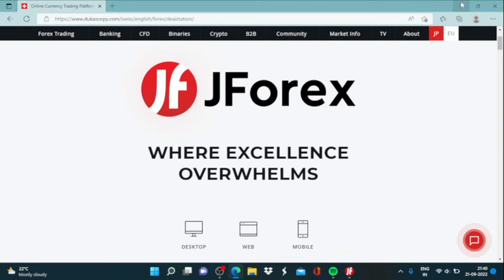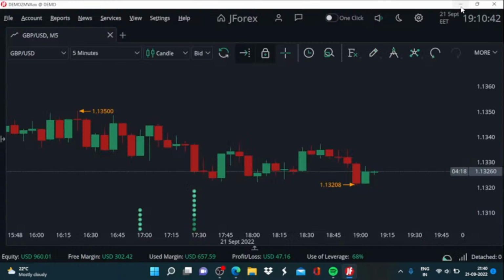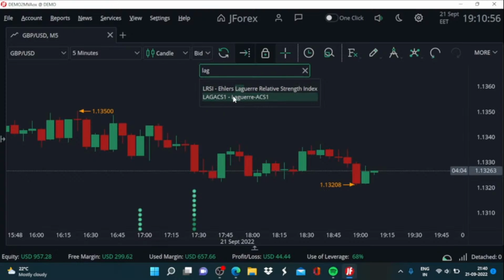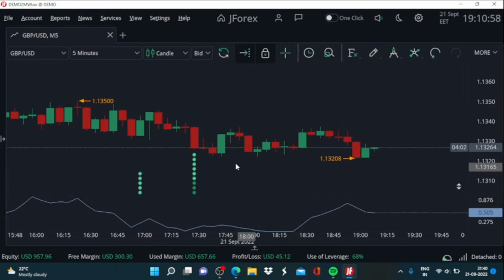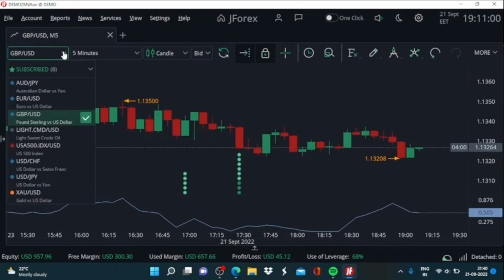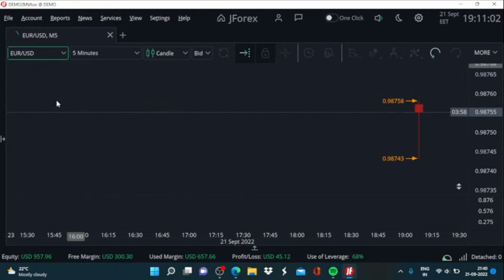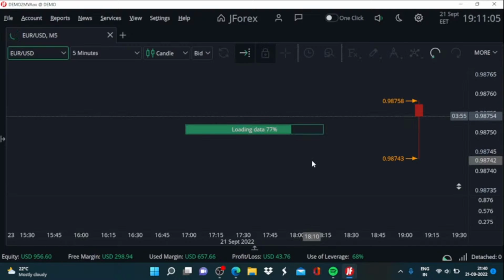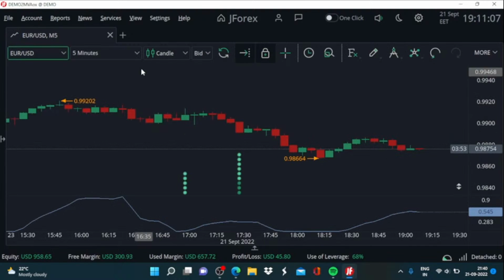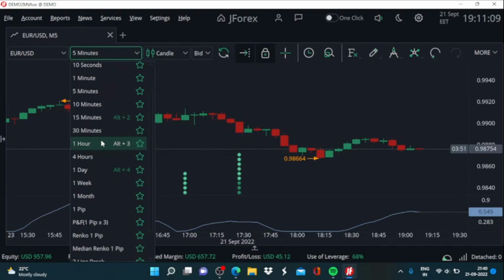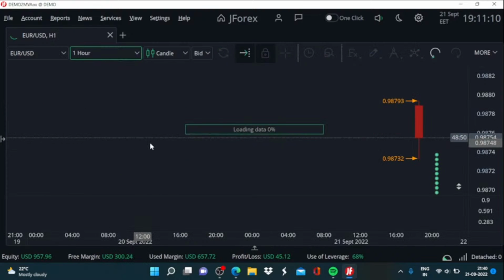So now let us head to the JForex 4 platform, the newly released trading platform from Dukascopy Bank SA. So here you have to type in lag ACS, okay, Laguerre ACS1. So this is the GBP USD chart, and most of the time we use Euro USD as the instrument of choice. So today we won't be any different. I have changed it to hourly time frame.